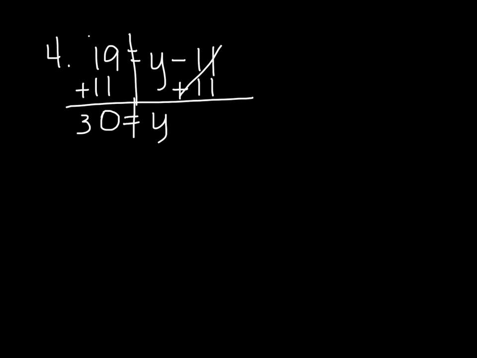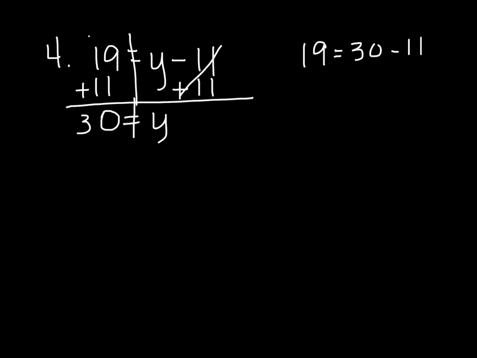I need to go back and make sure that I've got the right answer though. So I'm going to say 19 equals 30 minus 11. I substituted this 30 and put it into my equation right here. Do I have to use the same equation I started with? Yes, that's the only way you can check it.